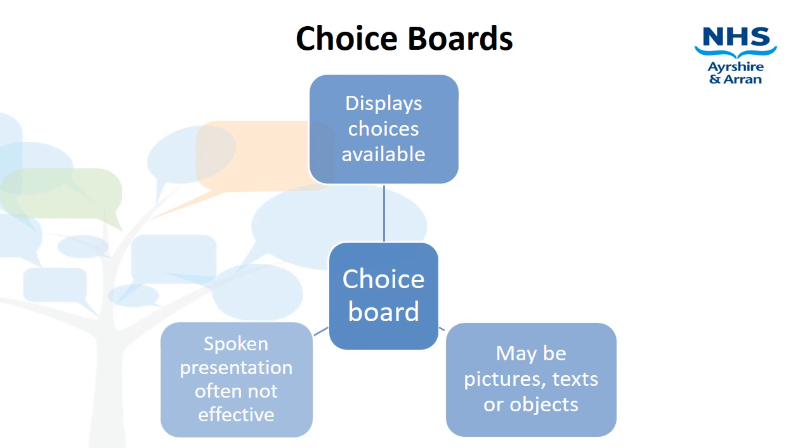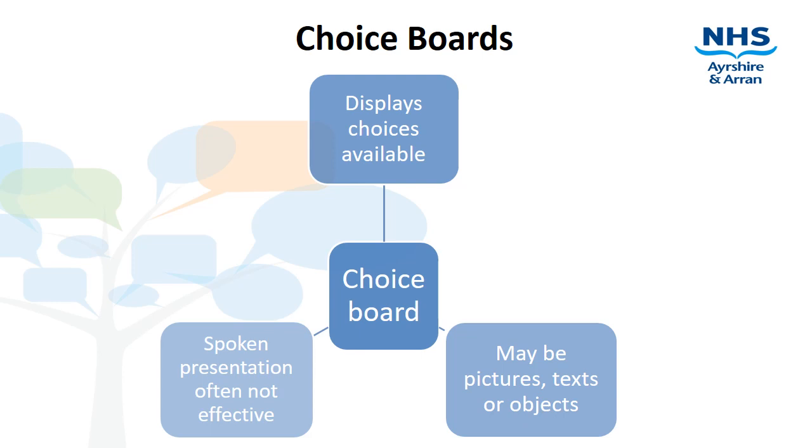So a spoken, i.e. a verbal, presentation of choices often isn't effective. So a pupil mightn't have listened to the whole message. They may not have tuned into the message until you're already mentioning the second or third option, and the message may be quickly forgotten. So you might see this in some pupils who always pick the last option because that's all they've processed or that's all that they've remembered.